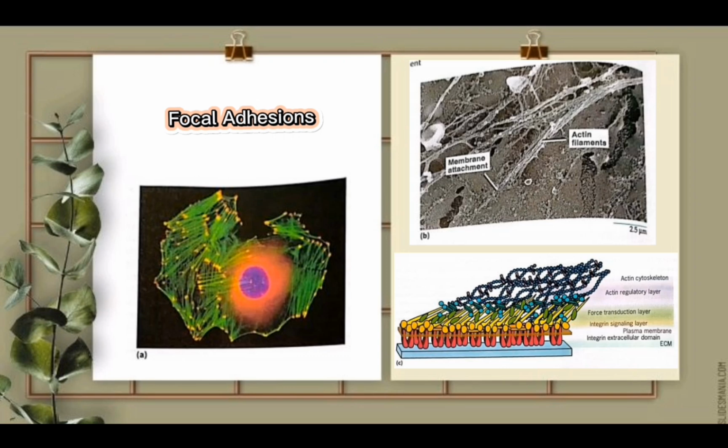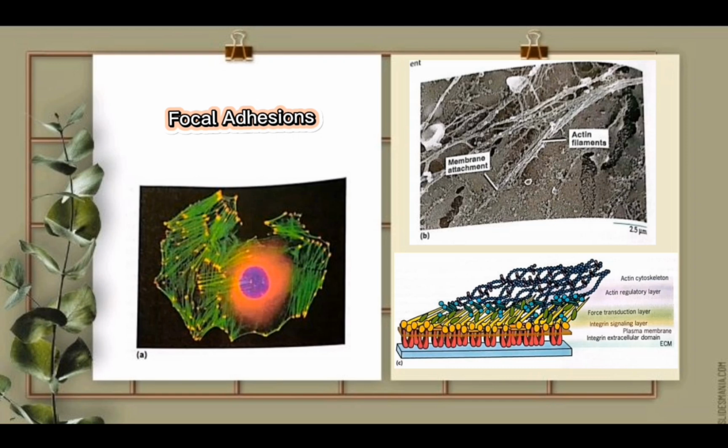In the second picture, which is B, the cytoplasmic surface of a focal adhesion of a cultured amphibian cell is shown here after the inner surface of the membrane was processed for quick-freeze deep-etch analysis. Bundles of actin filaments are seen to associate with the inner surface of the membrane in the region of a focal adhesion. While in the third picture, this is a schematic drawing of a focal adhesion showing the interactions of integrin molecules with other proteins on both sides of the lipid bilayer.